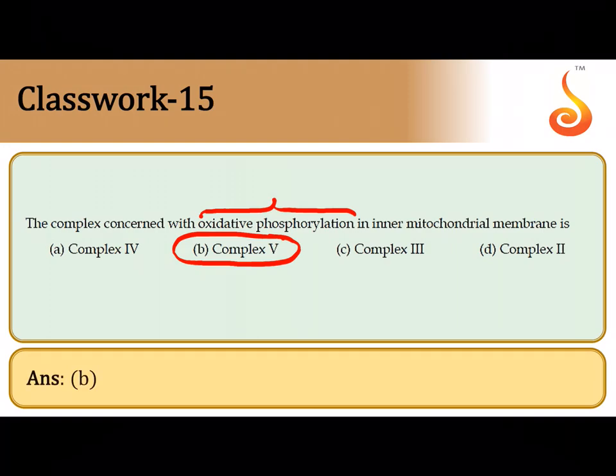What passes through complex 5? Electrons pass through them, and they help in coupling that electron motive force into phosphorylating. That's why it's called phosphorylation, adding ADP. So what does complex 5 do? It uses the energy from the electron and it phosphorylates adenosine diphosphate in order to obtain the energy currency of the cell, which is nothing but the ATP.